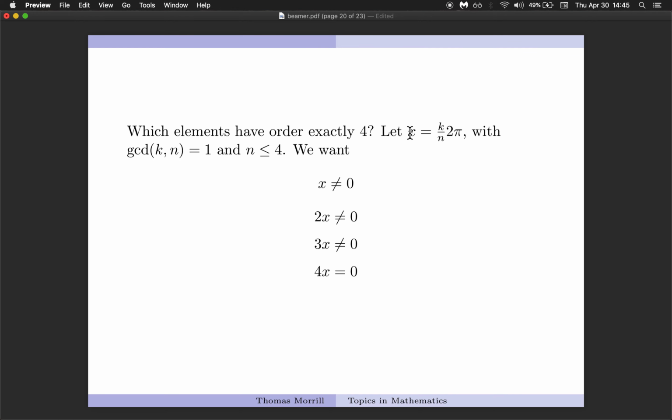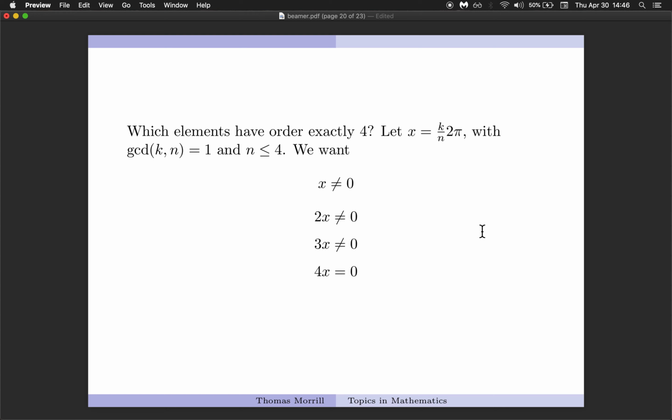So I can just list out all of the x's, all of the angles, whose order is 4 or less. So my x is k on n times 2 pi. n is 4 or less, so those have got to be 1 on 1, 1 on 2, 1 on 3, 2 on 3, 1 on 4. 2 on 4 is really the same as 1 on 2, so I've got that one covered. And 3 on 4. Those are my choices for k on n. And I could also say x equals 0 times 2 pi, right? Those would be my total list of possibilities.